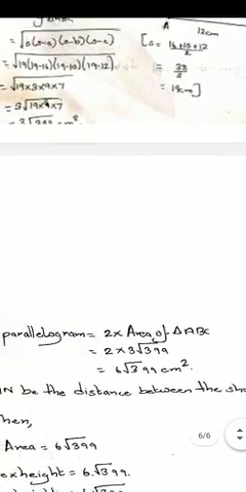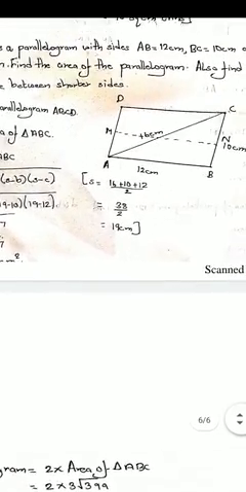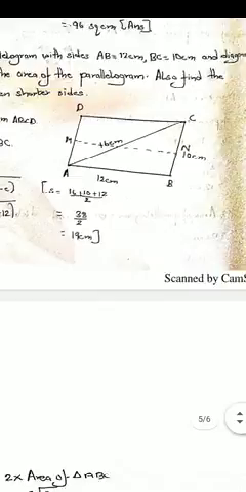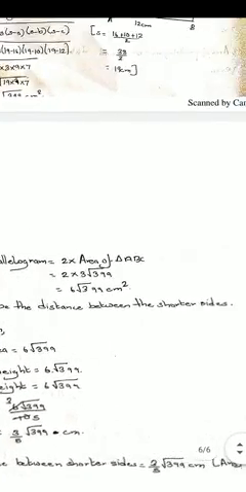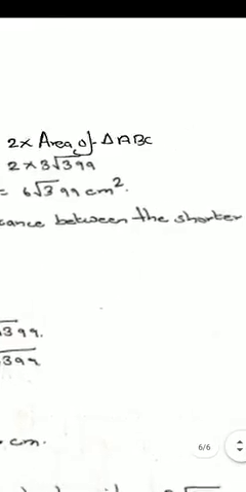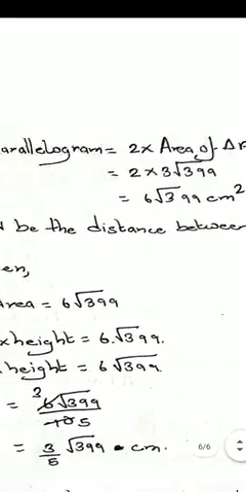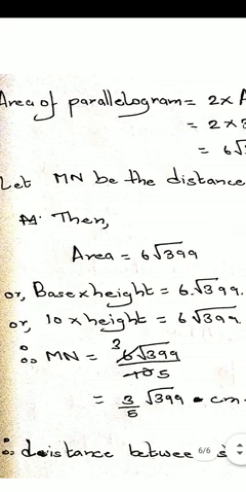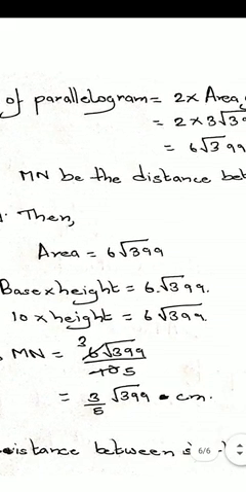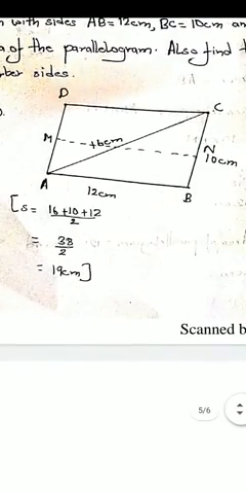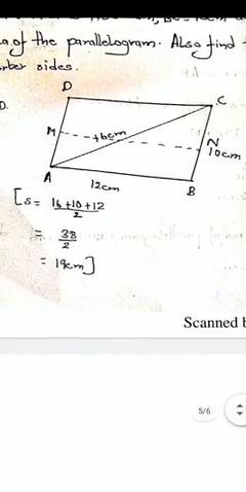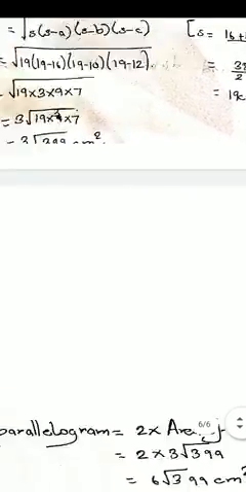Now we have to calculate the shortest distance also, that is MN. Okay, now I'm going to use the formula. Let MN be the distance between the shorter sides. Then area equals 6 under root 399, or base into height equals 6 under root 399. So base, I can use this one as 10. Yes, base I can use that BC, if you can see, that is 10 centimeter. That's what I'm trying to calculate.